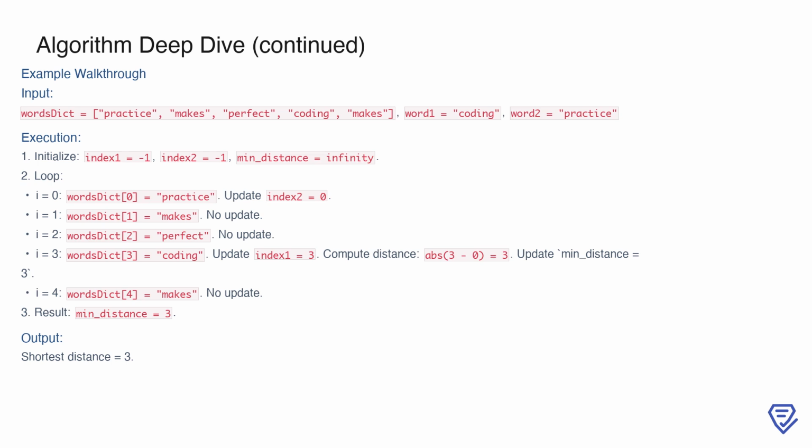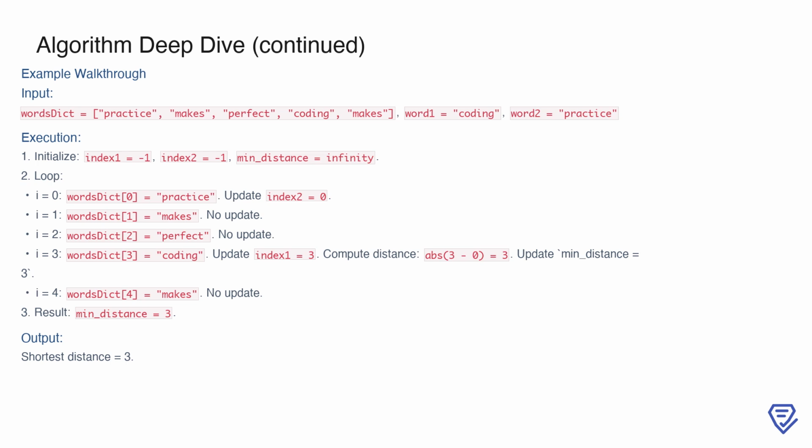As we loop through the list, at i equals 0, we find practice and update index2 to 0. At i equals 1 and i equals 2, we don't find any matches, so no updates are made. At i equals 3, we find coding and update index1 to 3.